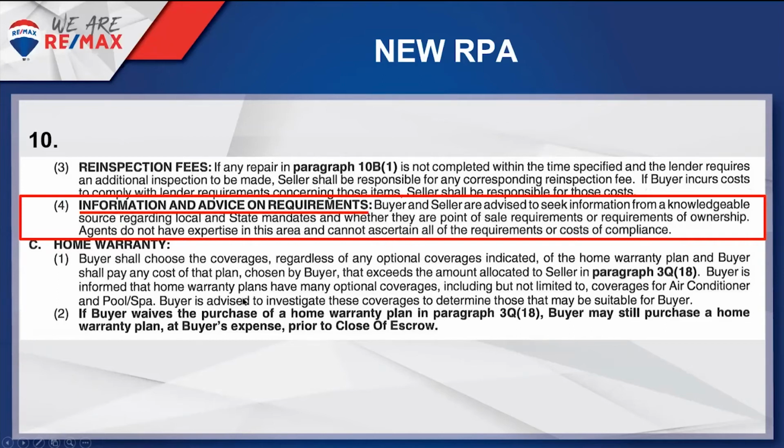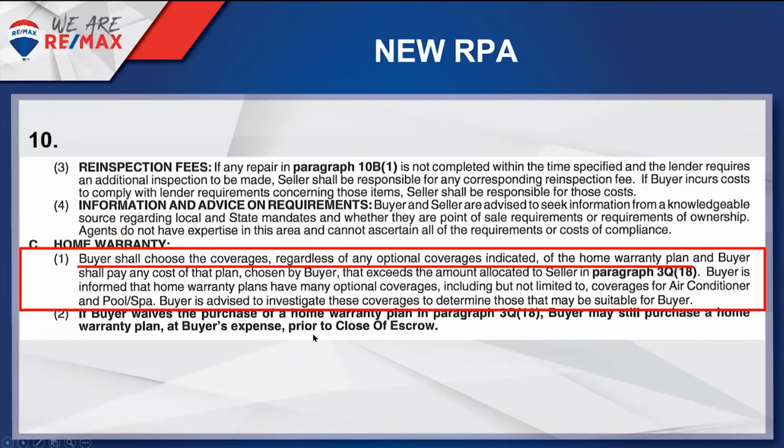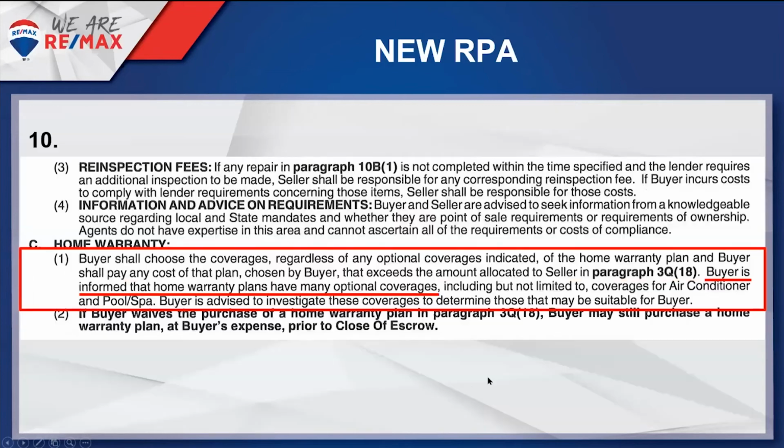I've told you what they are, so you're okay there. And then finally, home warranty. The buyer should choose the coverage, and it's not chosen by the seller. It can be, but the default is the buyer chooses the coverage, and then whoever pays for it is specified in 3Q. So who pays for it and what the cost is specified in 3Q.